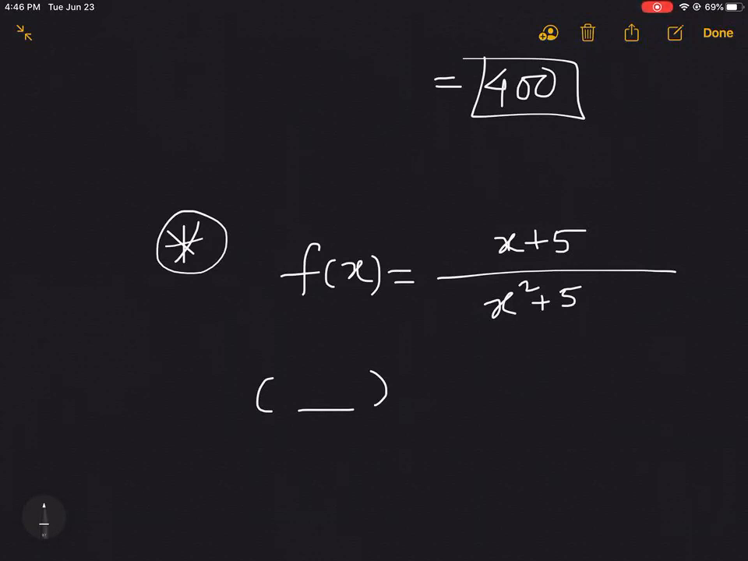So who can tell me the answer real quick? And why? Why do you think set of all real numbers should be the domain?